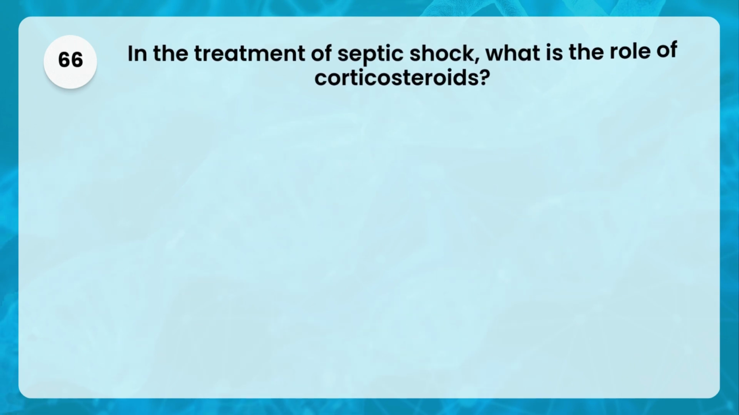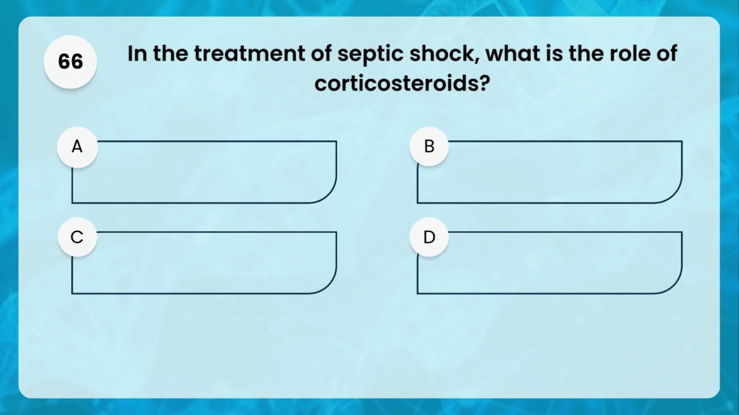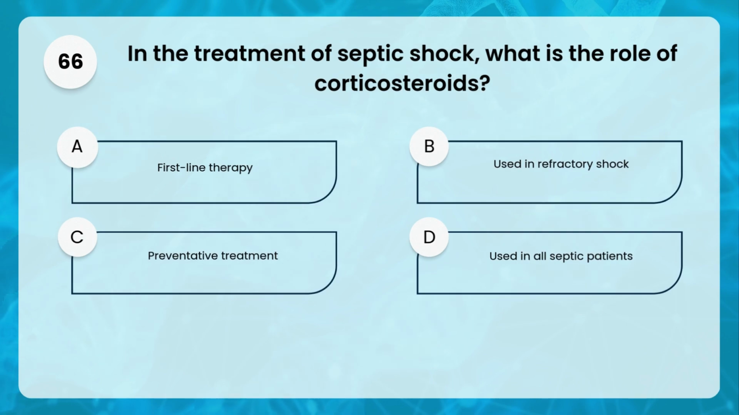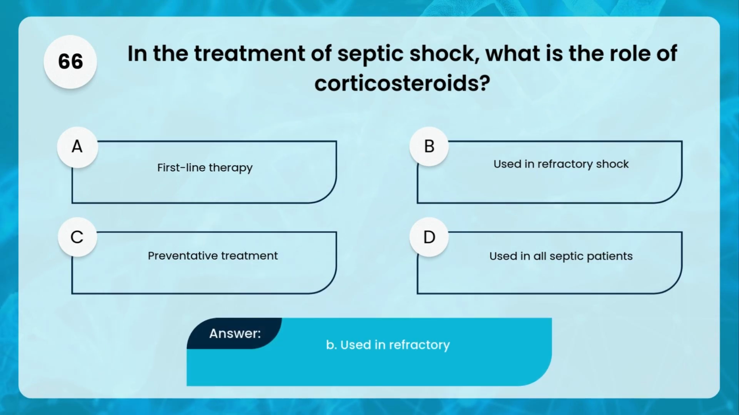66. In the treatment of septic shock, what is the role of corticosteroids? A. First-line therapy, B. Used in refractory shock, C. Preventative treatment, or D. Used in all septic patients? The answer is B. Used in refractory shock.